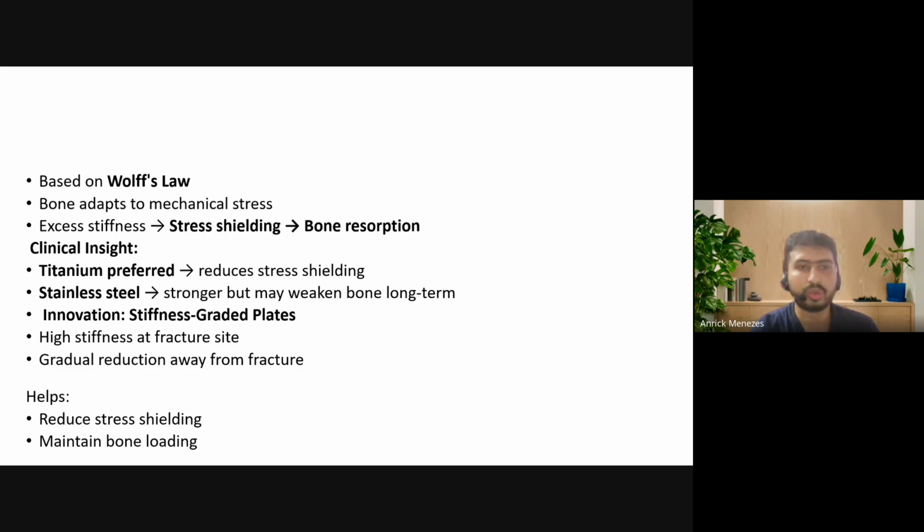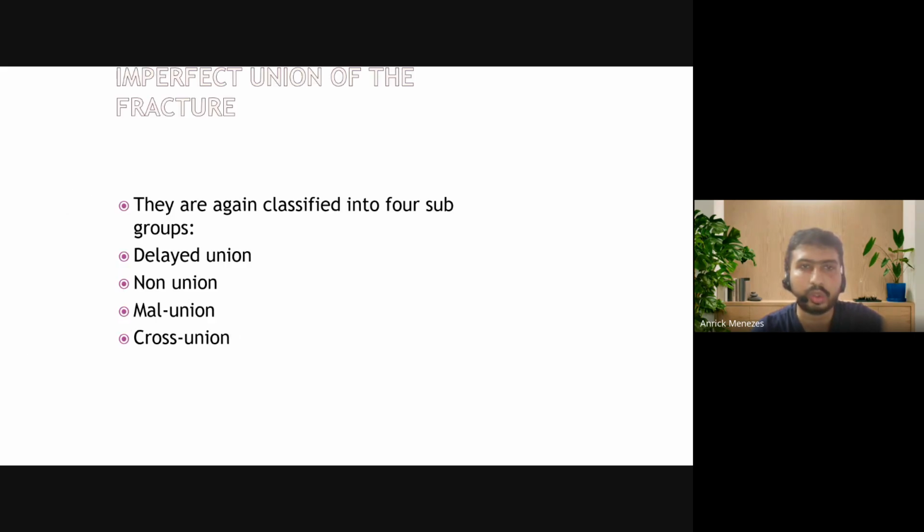Based on Wolff's law that I already told, regarding stress shielding and bone resorption, titanium is preferred, which reduces stress shielding. Stainless steel is stronger but weakens the bone over a longer period of time. Stiffness graded plates have high stiffness at the fracture site. So what happens? It helps reduce stress shielding and maintain your bone loading. These are a few things I thought I'd discuss in the end.